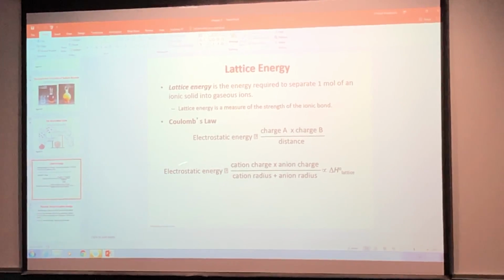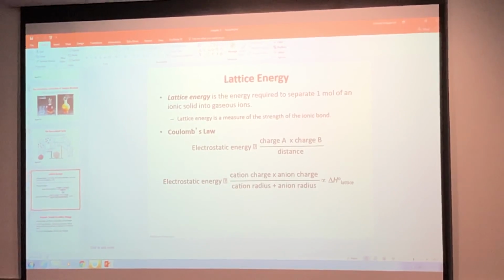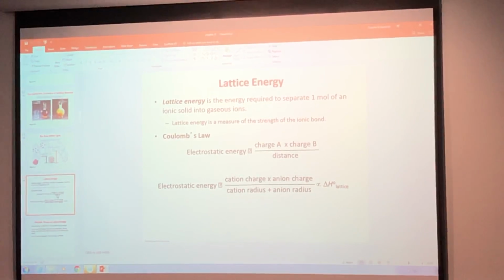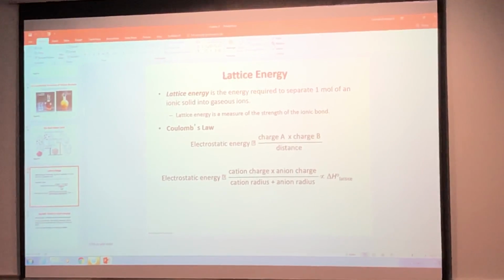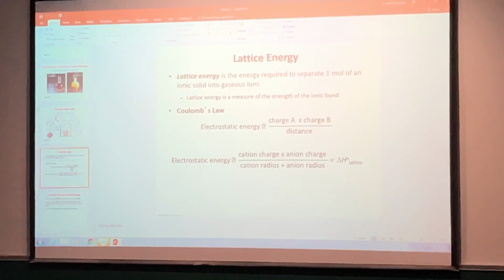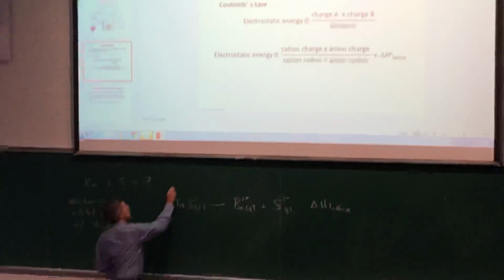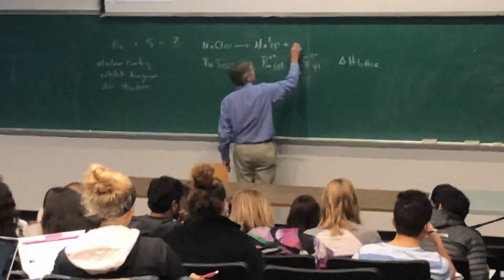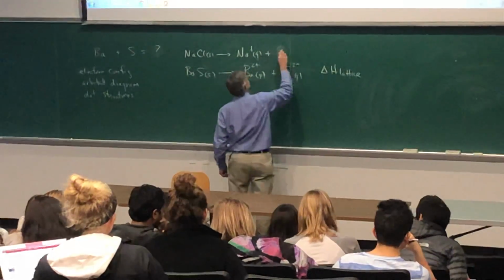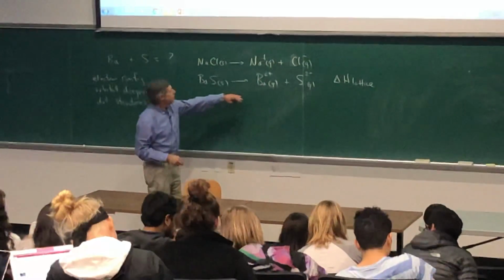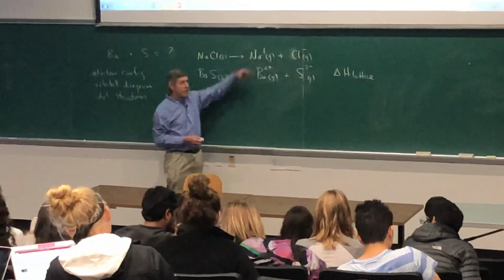We can look at what affects the energy between the cation and the anion. So if we follow Coulomb's law, the energy of the interaction is proportional to a couple of things. One, the product of the charges. Okay? So let me put another one up here. Let's do sodium chloride. Sodium chloride solid goes to Na+ gas plus Cl- gas. Okay? So this would be the lattice energy for barium sulfide. This would be the lattice energy for sodium chloride.